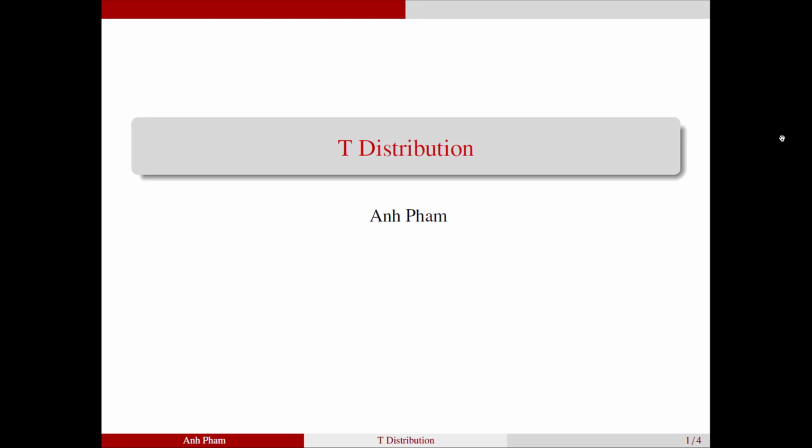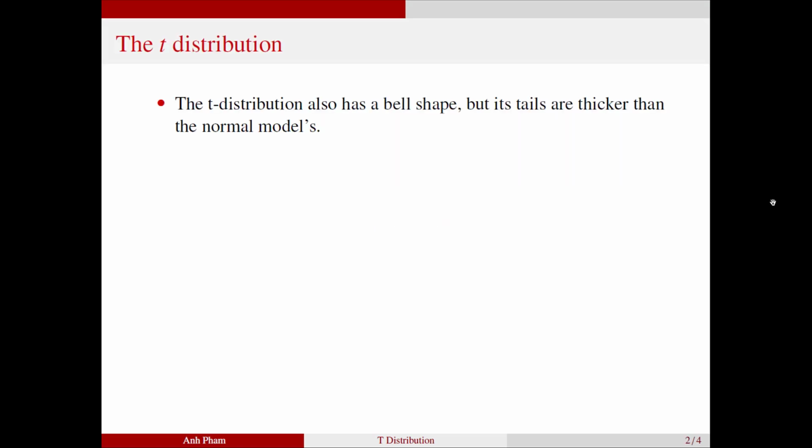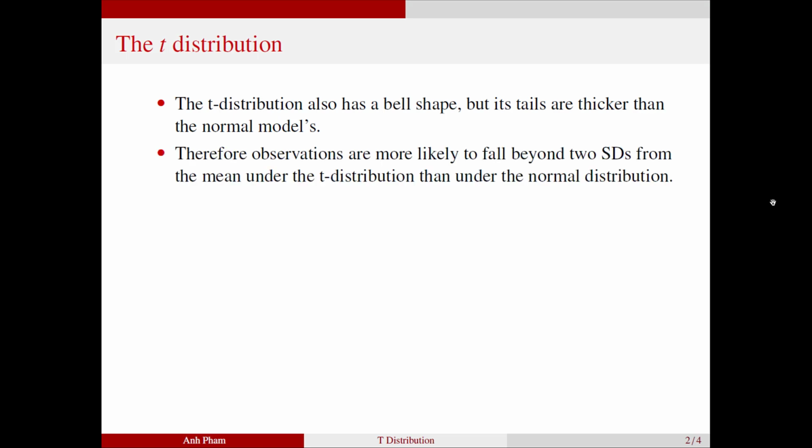This video gives a quick introduction about the t-distribution. The t-distribution also has a bell shape, but its tails are thicker than the normal distribution. Therefore, observations are more likely to fall beyond 2 or 3 standard deviations from the mean under the t-distribution than under the normal distribution.